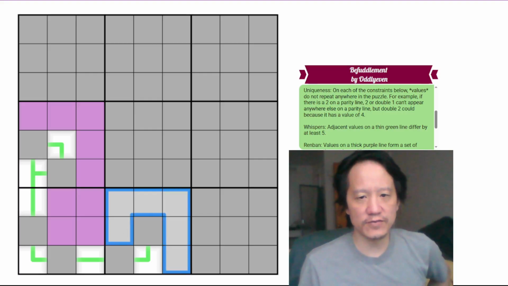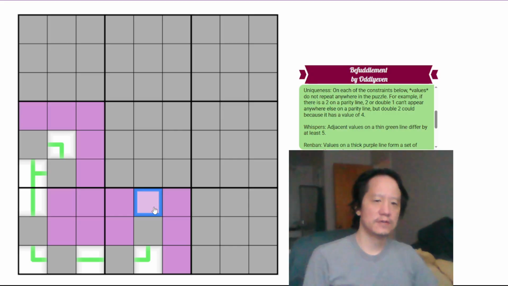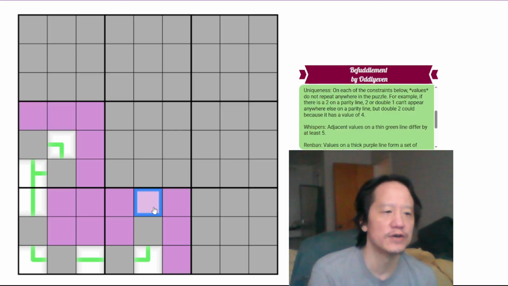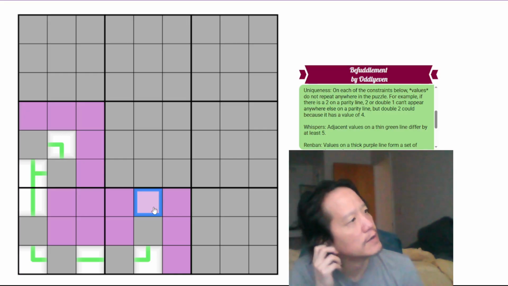So none of these can have doubled values here. There has to be 1 through 4, and you have a 5. It's 12 again.